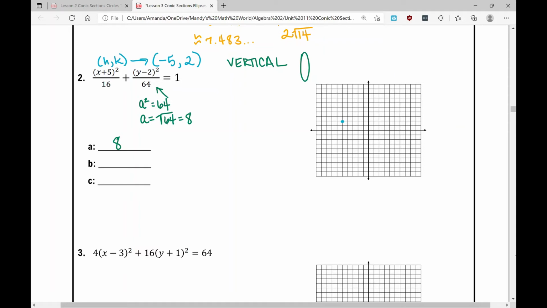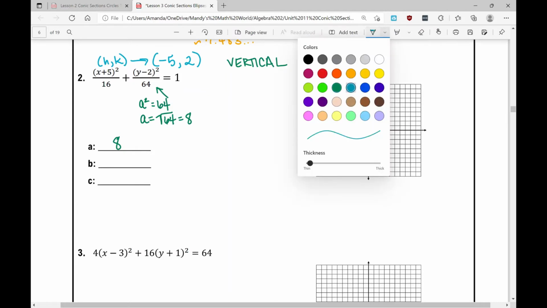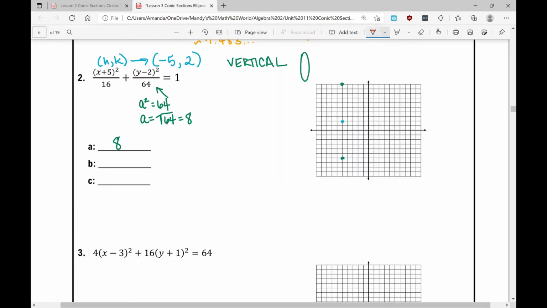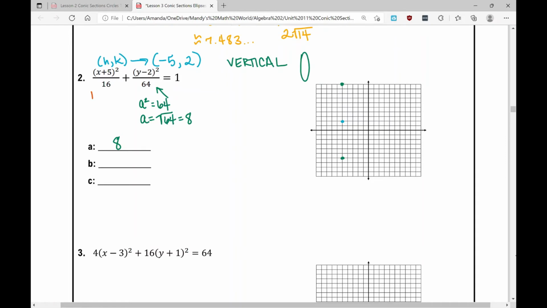From the center, let's go 8 units up. That's one endpoint on my major axis. Then let's go down 8 units. 1, 2, 3, 4, 5, 6, 7, 8 units down. That's the other endpoint on the major axis, which is vertical. And now let's look at the minor axis. The minor axis is found using the values of b. And b squared I know to be 16, which means b is the square root of 16, which is 4.